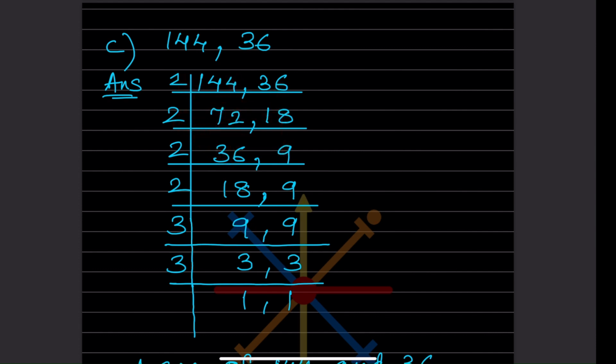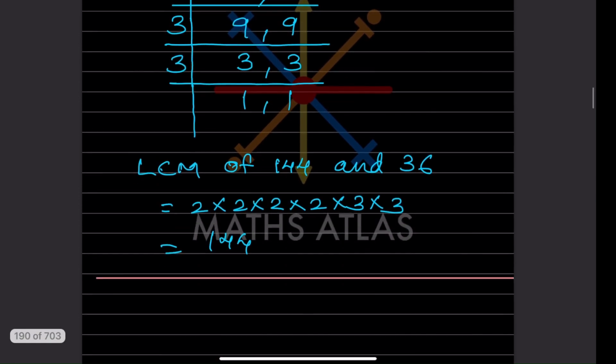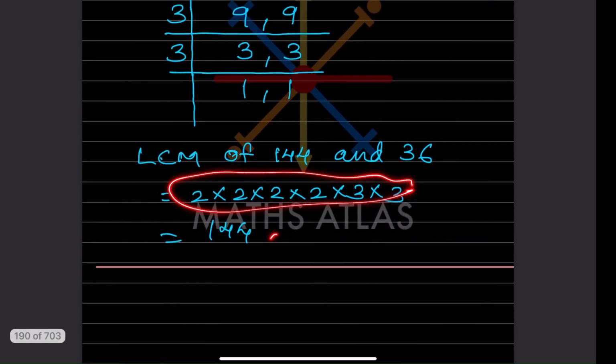nines are, then 2 18s are, and this is 9. Again 2 nines are, and this is 9. 3 threes are, and 3 threes are. 3 ones are, 3 ones are. So whatever you get, these are the factors of it, that will be 144.